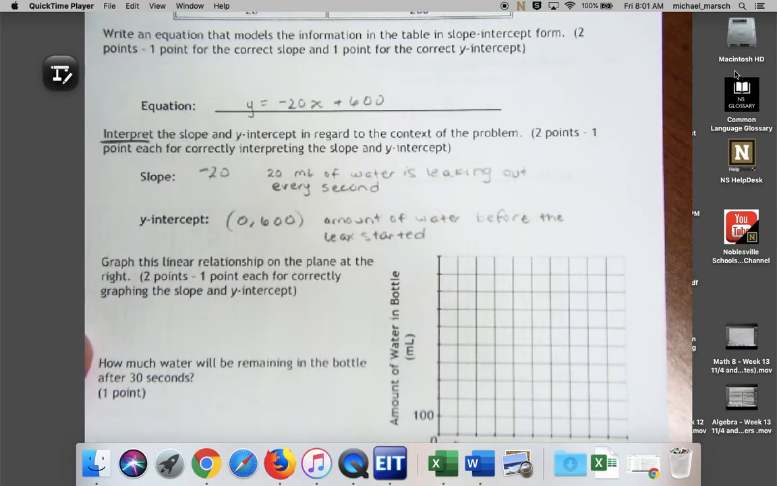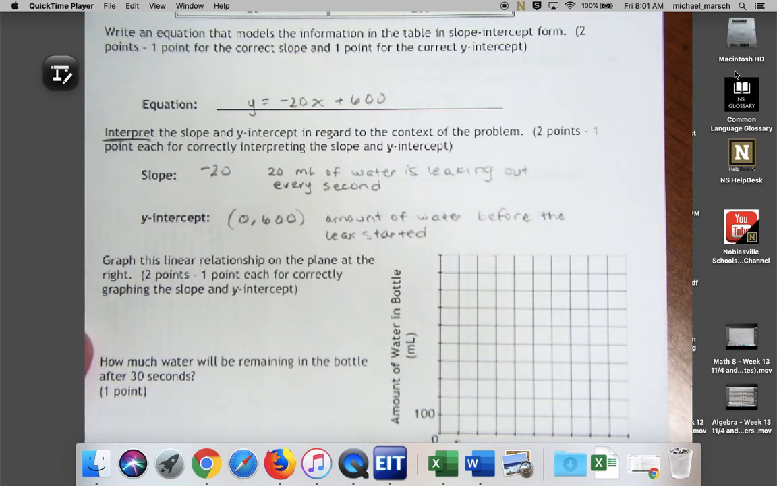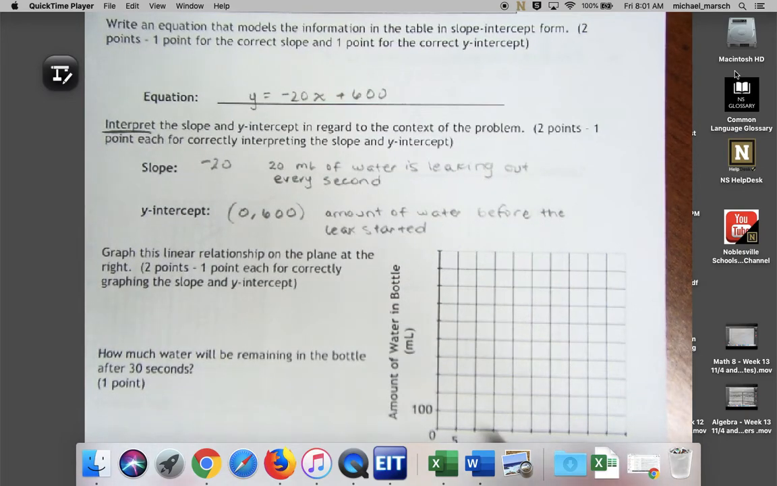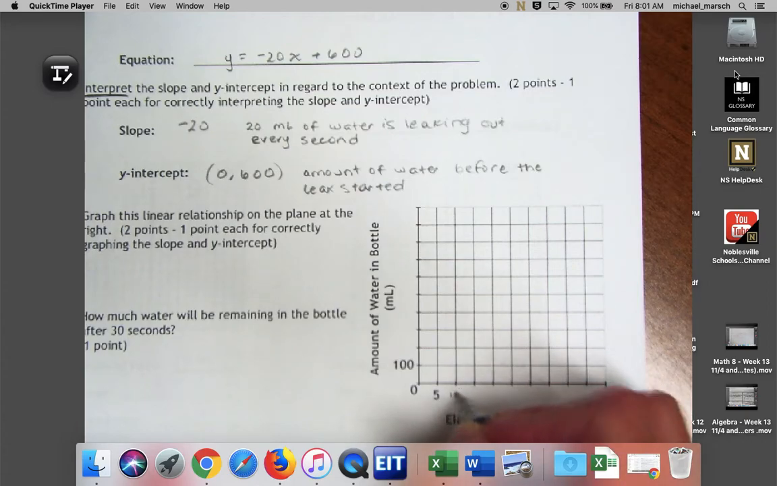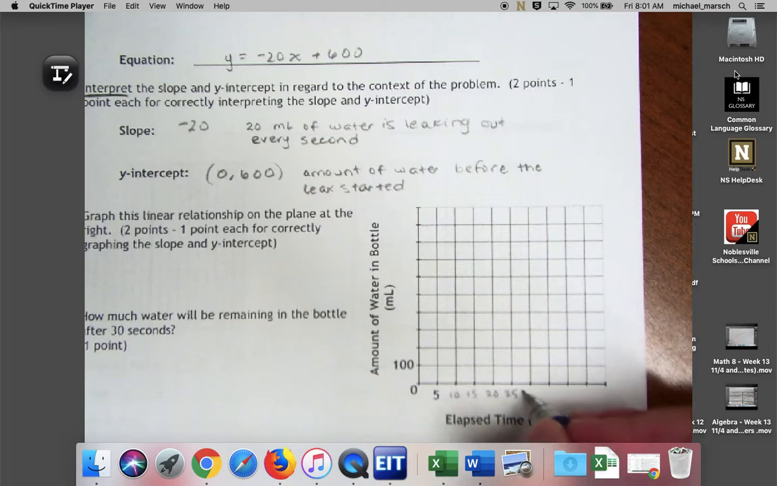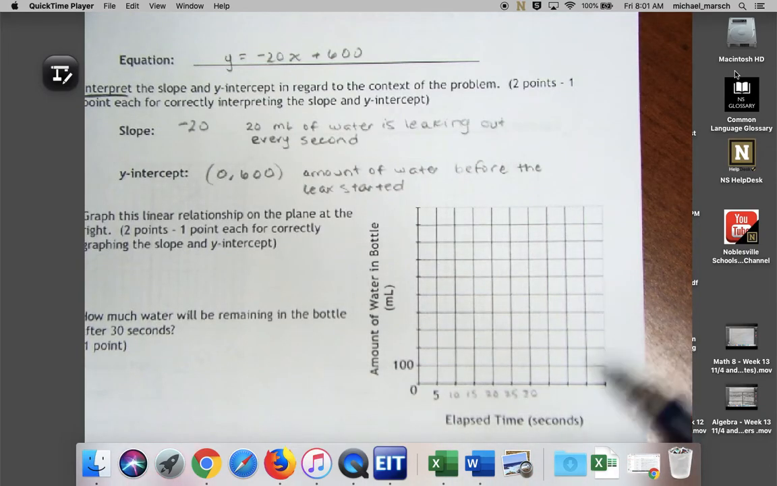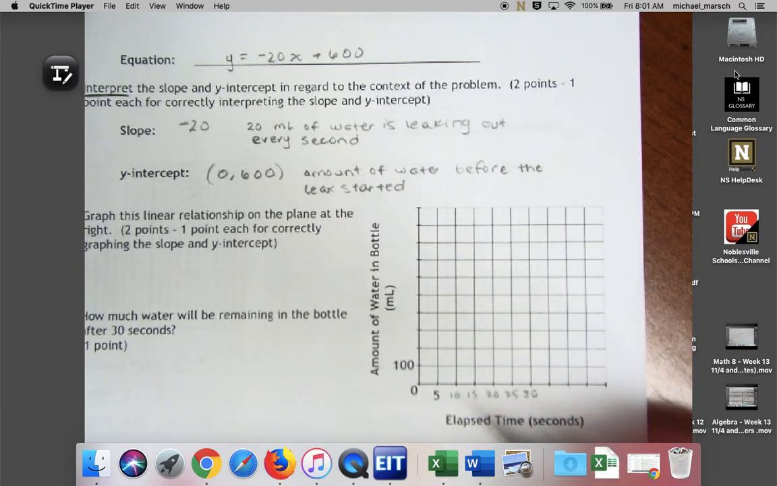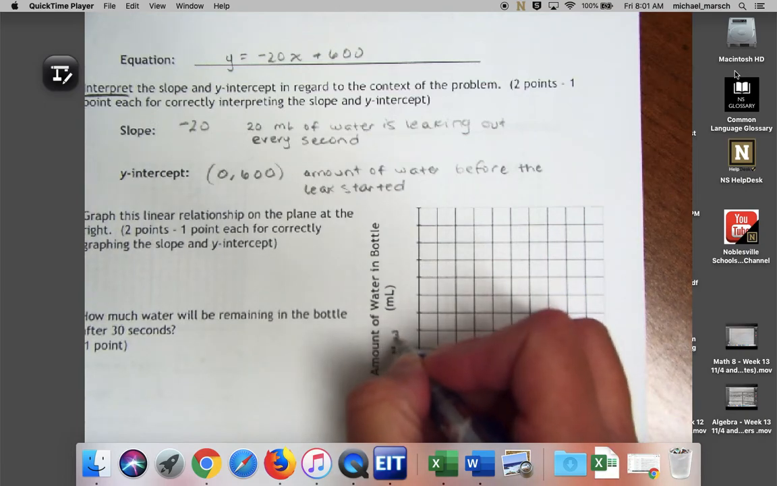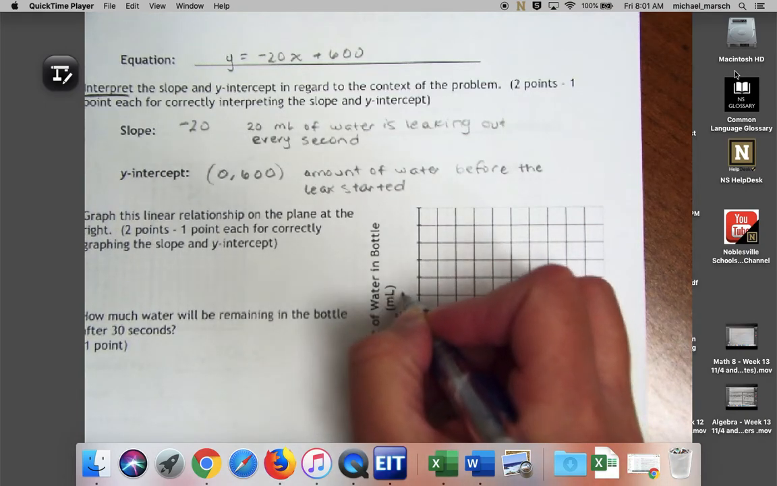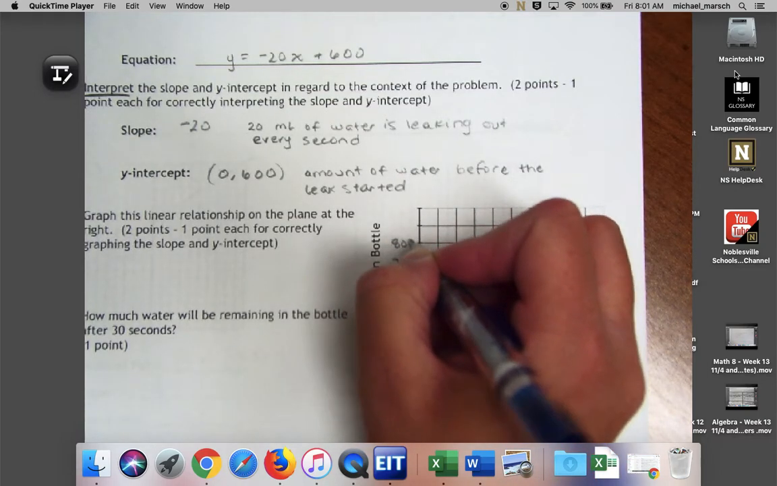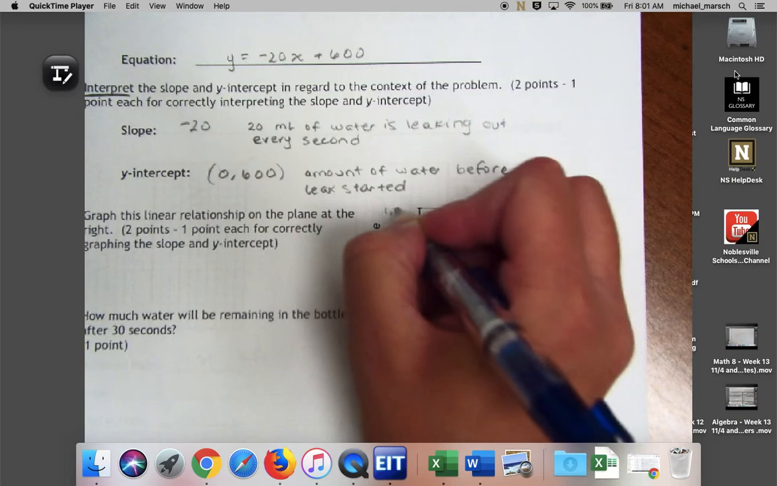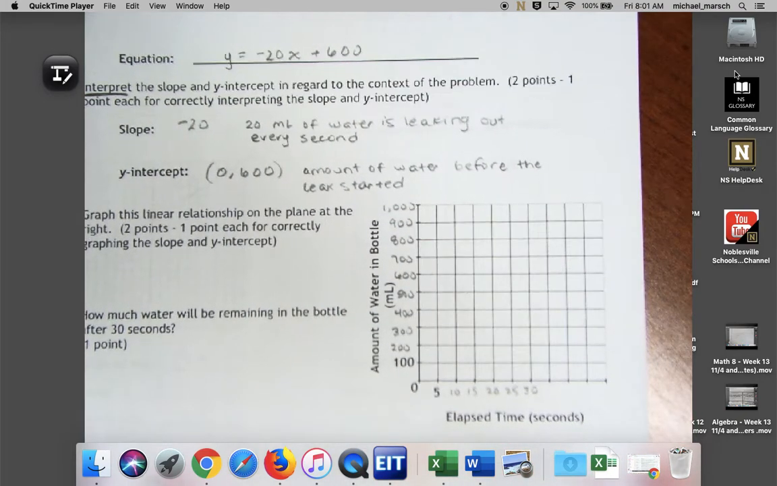Now they want us to graph the linear relationship on the plane to the right. Okay, easy enough. I can see that these are going in 5-second increments. So I'm going to have 10, 15, 20, and then this is going in 100 milliliter increments. So I'm going to fill these in. Easy enough.